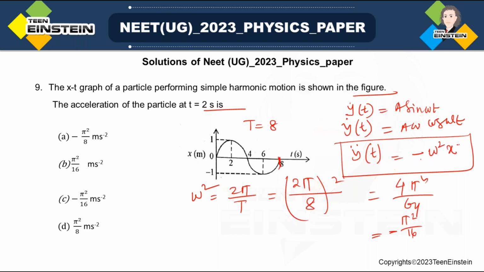What about this x? At 2 seconds, x is 1. So we can put it here as 1. So that's the answer. We have got minus pi square by 16 meter per second square.